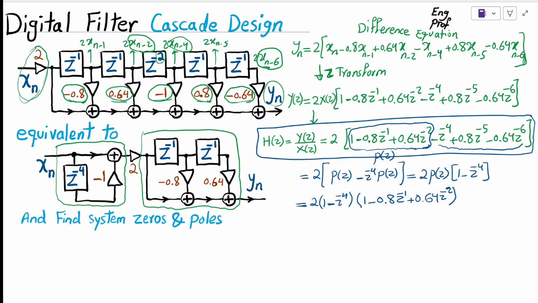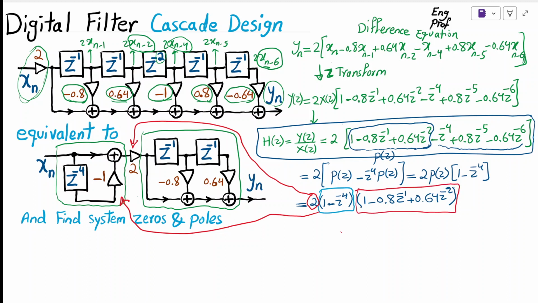All right, that's exactly what we needed. If you take a look at what I just obtained, this portion, 1 minus z^-4, is exactly what is implemented by, let me use a red color so that you can see it better, this portion, because that is exactly 1 minus z^-4. And this 2 here is what is implemented by this block. And the last segment, 1 minus 0.8 z^-1 plus 0.64 z^-2, is exactly what is implemented by, using a different color so that you can see, this portion.